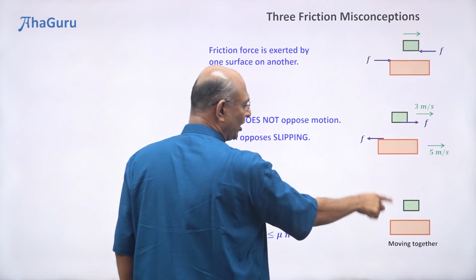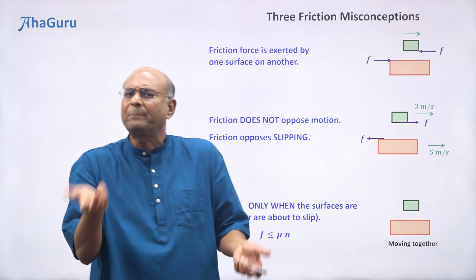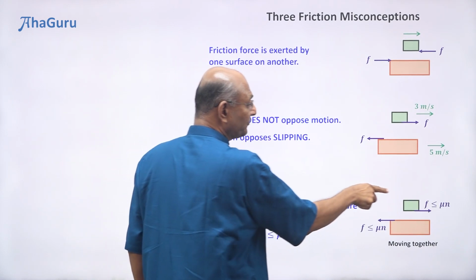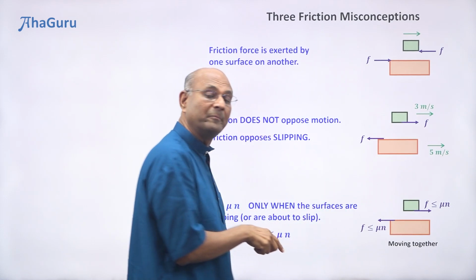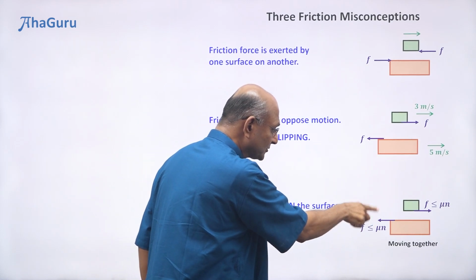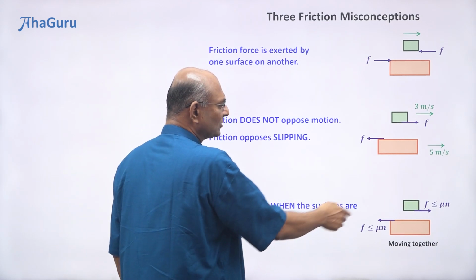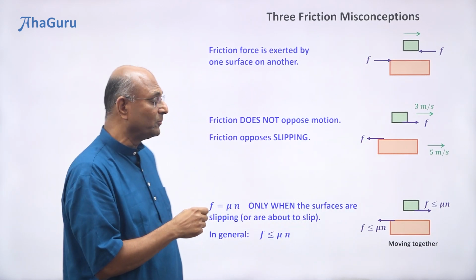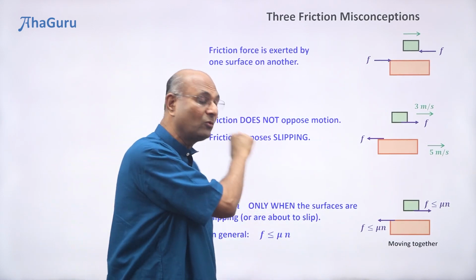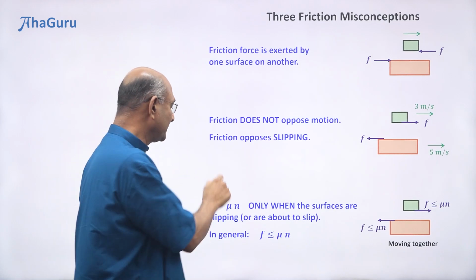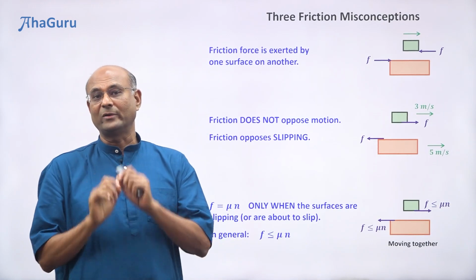Suppose I have these two blocks and the green block is on top of the orange block and let's say they're moving together, they're not slipping. In this case, the friction force on the green block will be less than mu n, and similarly the friction force on the orange block can be less than mu n. Of course, when they are just about to slip, then it will become equal to mu n. In general, the friction force will be less than or equal to mu n. Don't assume that it is always equal to mu n. This is something that can land you in trouble.